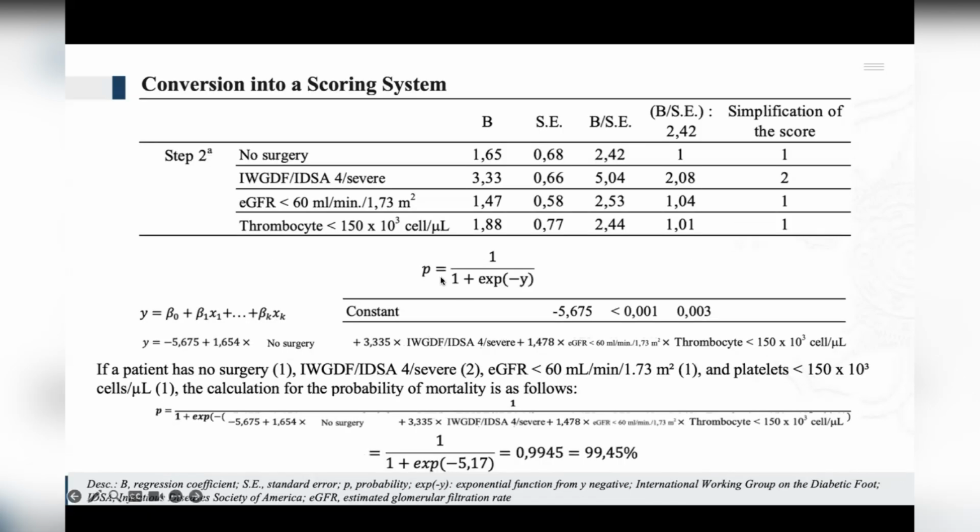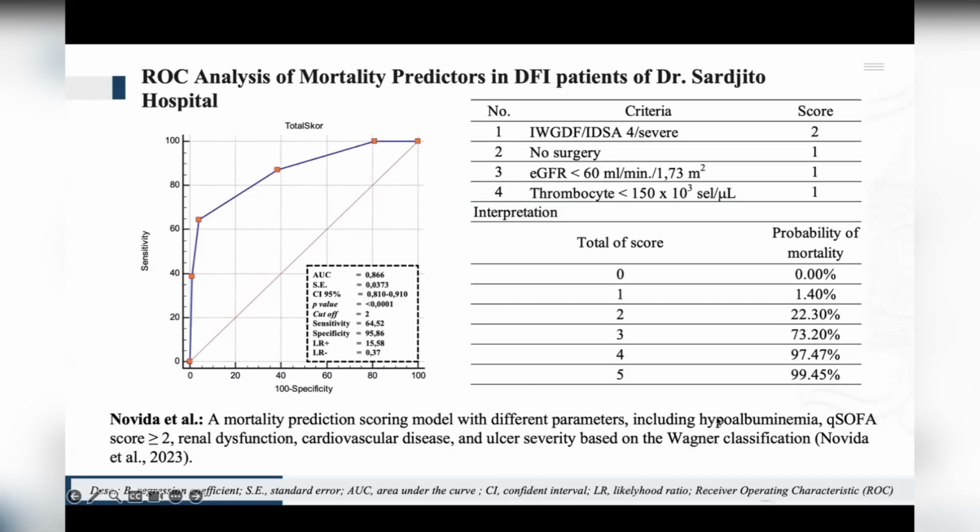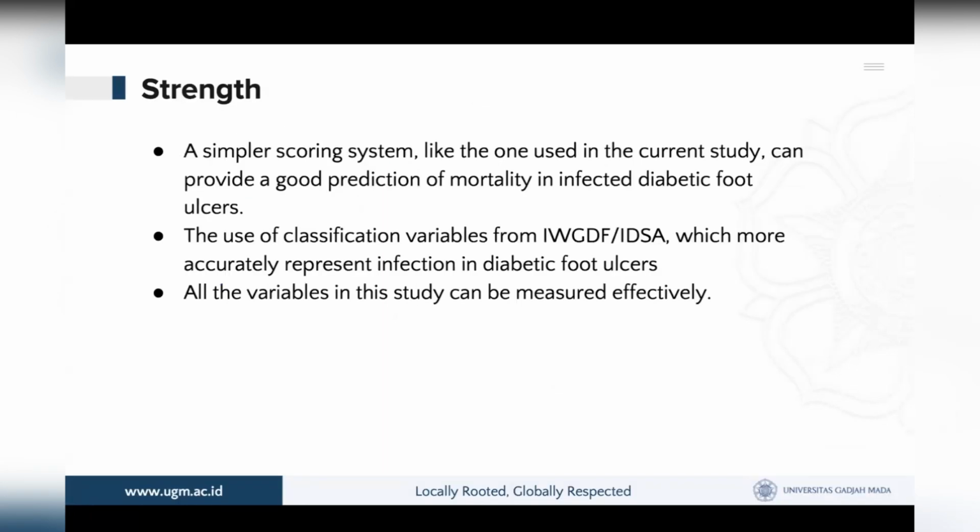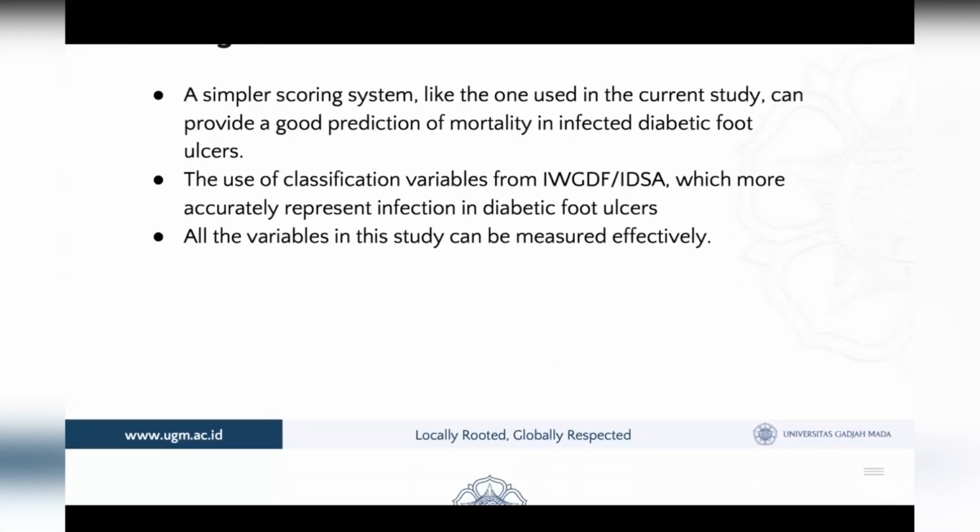We use the formula for probability using the exponential function of negative y. So this is the simulation of the total score, and all the variables in the study can be measured effectively in every setting of the hospital.